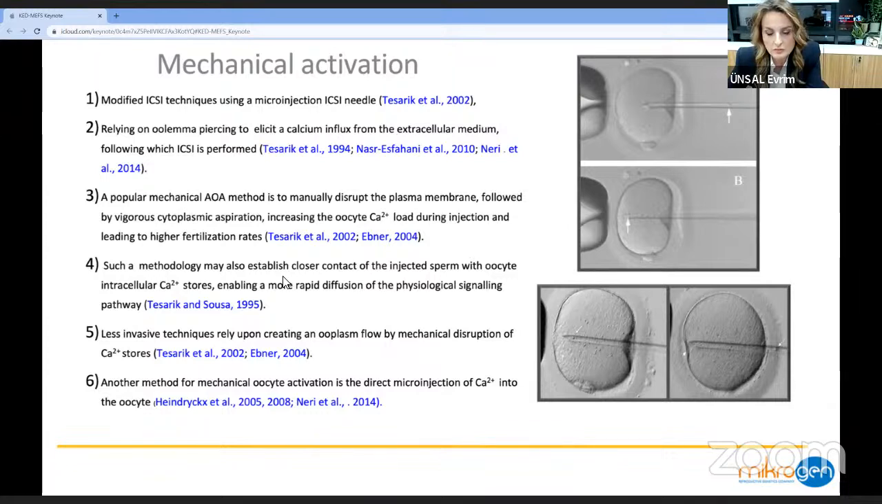Vigorous aspiration of cytoplasm and different position of the pipette tip is supposed to increase calcium levels during injection. And aspiration of cytoplasm also enables better contact of sperm with intracellular storage of calcium. Additionally, modified techniques enable mechanical disruption of endoplasmic reticulum during the movements of the microinjection needle in the oocyte cytoplasm. Dr. Thomas Ebner has a lot of experience with mechanical and chemical activation, so I will focus on electrical activation during the rest of my speech.